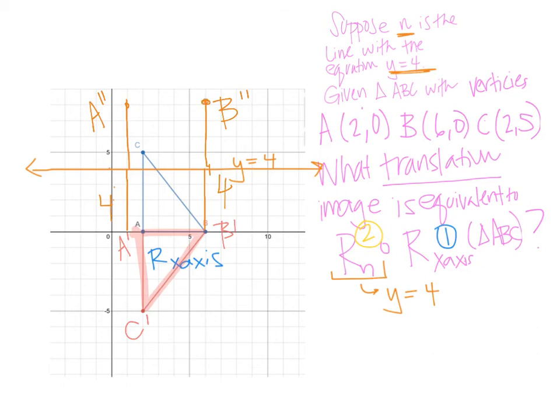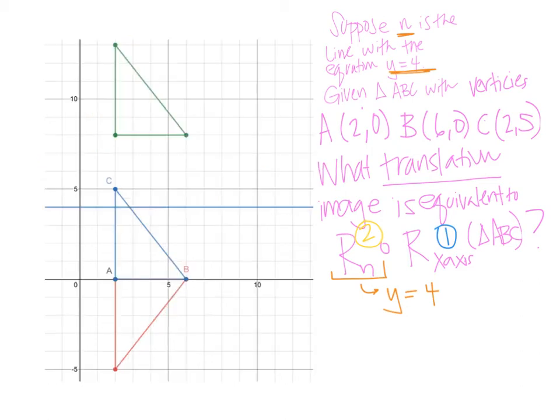Now C is even further away, right? So let's do a different color. C here is 5 plus 4 units away. So it's going to have to go 5 plus 4 more to the other side to get C double prime. So that would be my final shift right there.